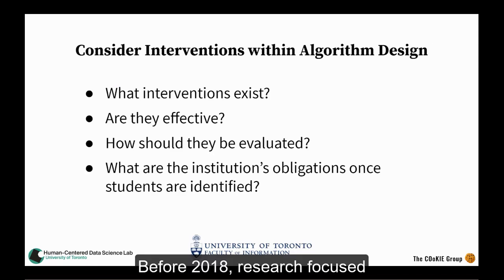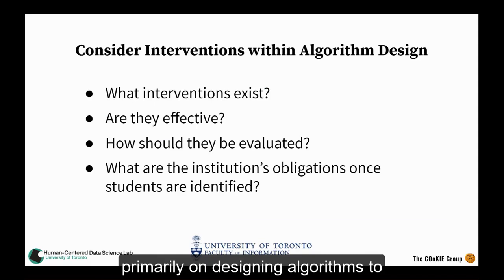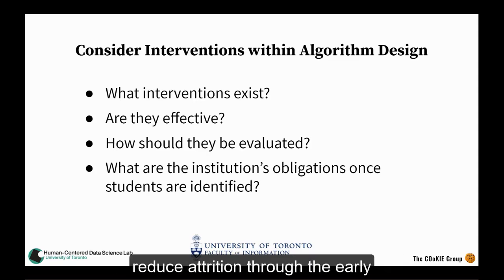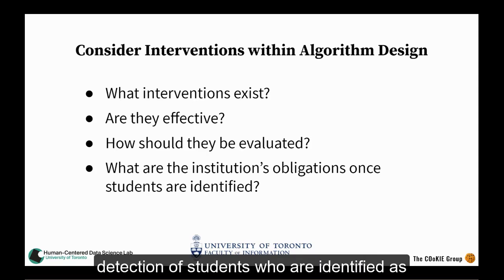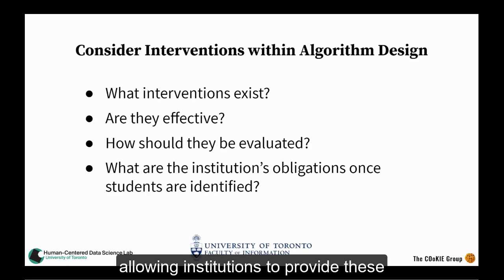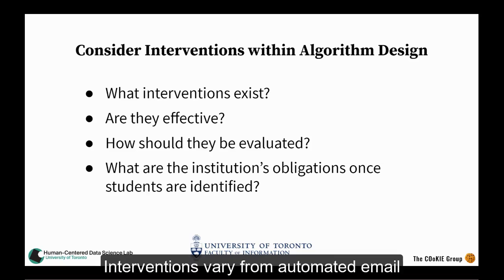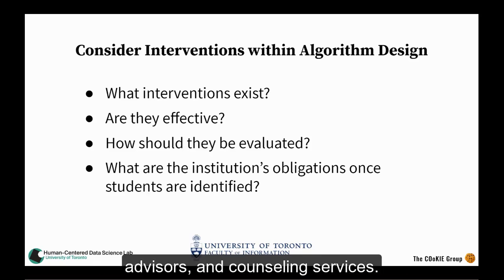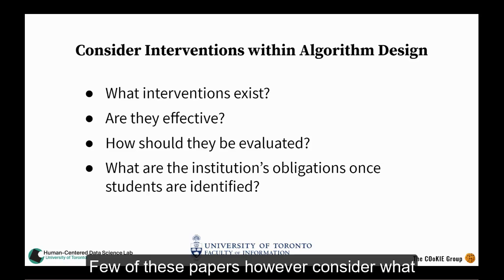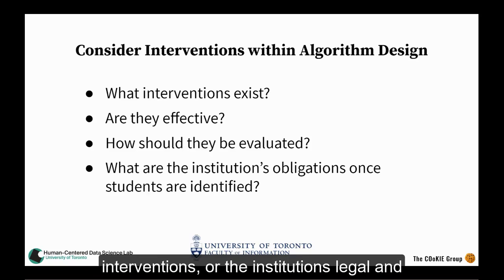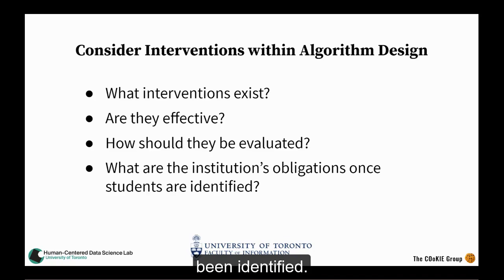Before 2018, research focused primarily on designing algorithms to predict student grades and retention. The motivation behind this research is to reduce attrition through the early detection of students who are identified as likely to fail, allowing institutions to provide these students with timely and focused interventions. Interventions vary from automated email notifications, supplementary readings and assignments, recurring meetings with advisors, and counseling services. Few of these papers, however, consider what interventions exist, the efficacy of the interventions, or the institution's legal and ethical obligations to provide interventions once at-risk students have been identified.